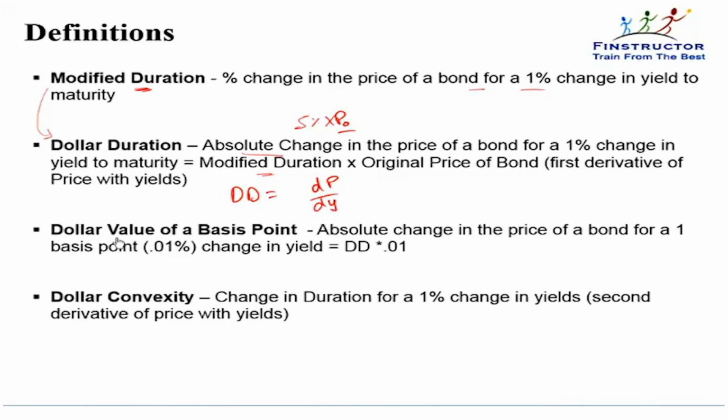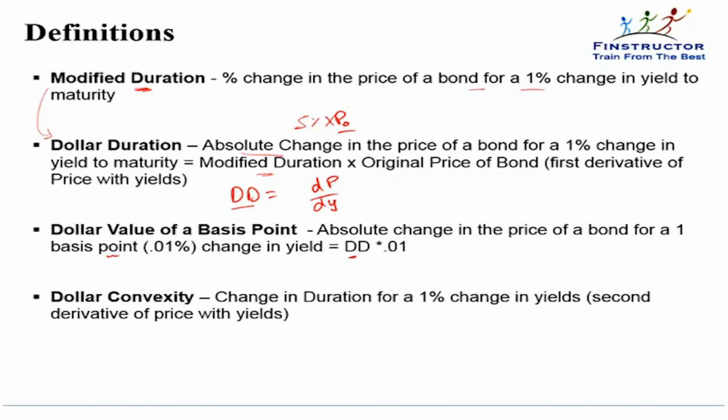The dollar value of a basis point is defined as the absolute change in price for a 1 basis point change in yield. Dollar duration was defined as for a 1% change. Dollar value of a basis point is very similar. It is only for a 0.01% change in yield. So it will be the same as the dollar duration multiplied by 0.01. For a 1% change, price changed by dd. So for a 0.01% change, the price will change by dd into 0.01.